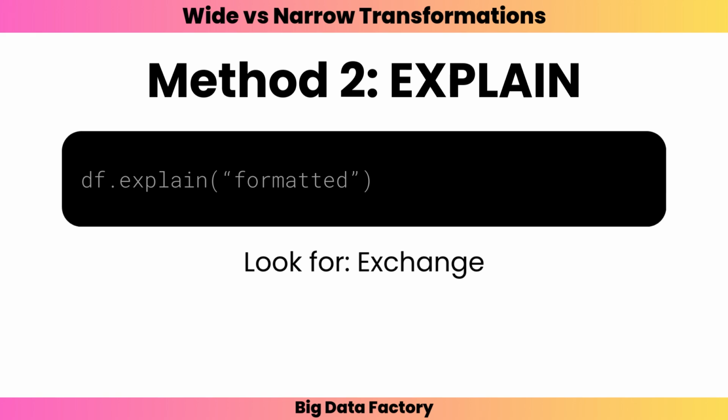So a simple habit is run df.explain of formatted, look for exchange. Exchange usually means shuffle, wide transformation, and then stage boundary. So instead of arguing, you can prove it. Let's do a short example narrative.